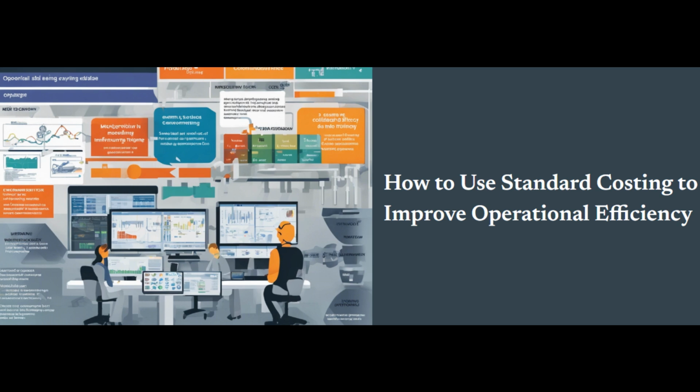For instance, a favorable material price variance might indicate that the procurement team has successfully negotiated better terms with suppliers, while an unfavorable labor efficiency variance could point to issues with employee training, equipment maintenance, or process design.